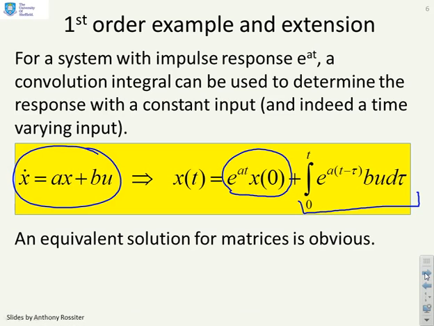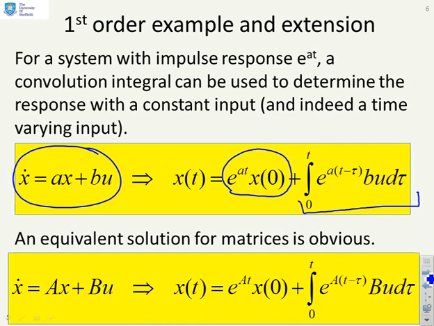An equivalent solution for matrices is going to follow exactly the same form of pattern. The only difference is we've got e to the At, where A is a matrix. So you'll see we've got e to the At x of 0, and the integral part takes exactly the same form, apart from we have matrices rather than scalars. So e to the A(t minus τ), capital B, u, dτ. So this is a generic solution for how x of t depends on the initial condition x of 0 and depends upon the input u.